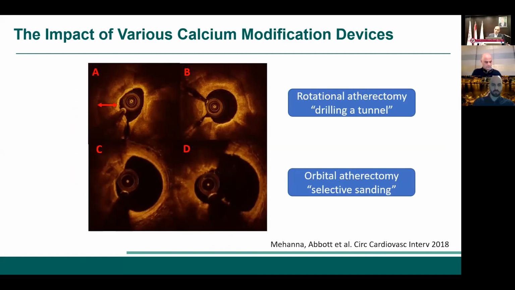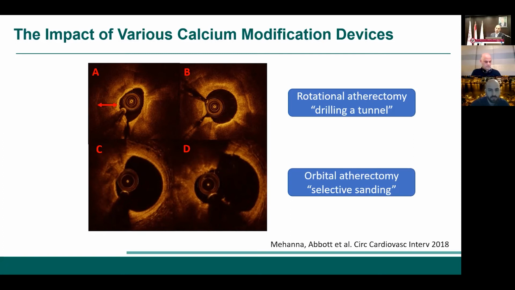Next is the effect of rotational. This was clearly a thick calcium in panel A. Rotational atherectomy drills a tunnel. You can almost draw where that burr passed. The burr was bigger than the MLA. This OCT catheter is 1 millimeter, so you can clearly see that using a big burr, we drilled a tunnel. It thins the calcium, induces some microcracks in it, and then later you take a high pressure balloon and do what needs to be done.